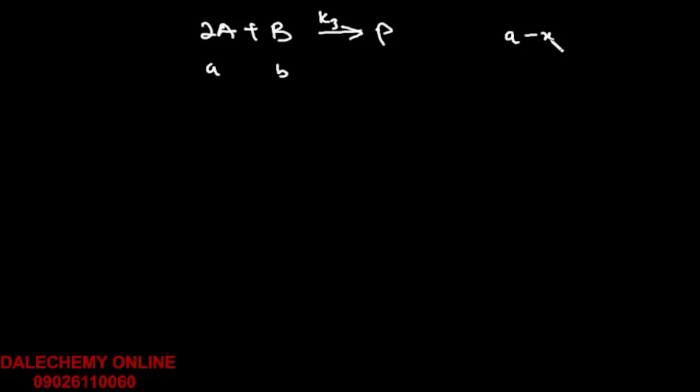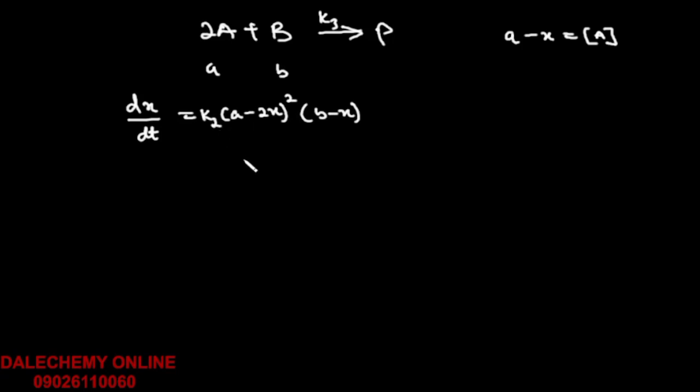So when you remove the amount that has reacted from the initial amount, you have the concentration of A we had earlier on. Now, if you want to write that in form of x, the dx over dt would be, because we're having 2 of A, a minus 2x to the power of 2, then multiply by b minus x. Don't forget to put the rate constant, K2, sorry, K3 in this case, because of course you can use anything, but just to represent that it is for a third order reaction. So this is the differential rate law.